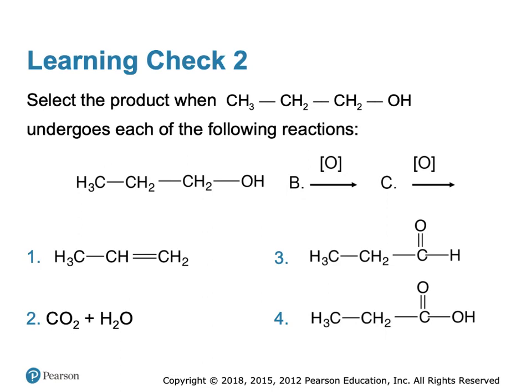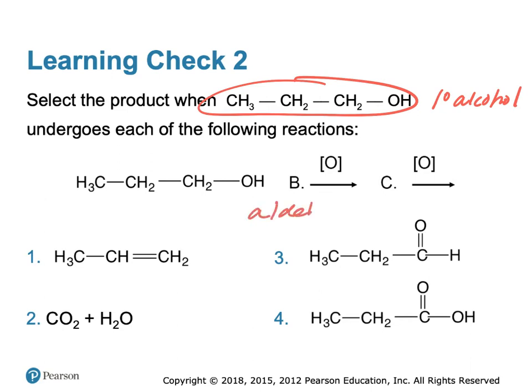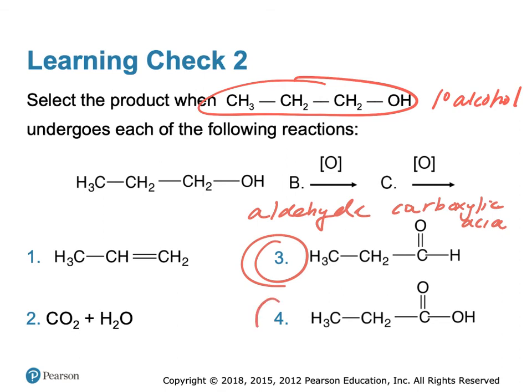Now, let's do another learning check. We need to select the product when the alcohol shown undergoes each of the following reactions. So again, let's look at this alcohol. We should be able to see that it is a primary alcohol, and it is going to undergo 2 oxidations. The first oxidation should lead to an aldehyde, and the second oxidation should lead to a carboxylic acid. So for the aldehyde, that would be choice 3, and for the carboxylic acid, that would be choice 4.